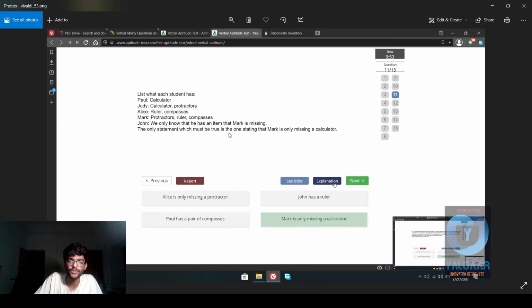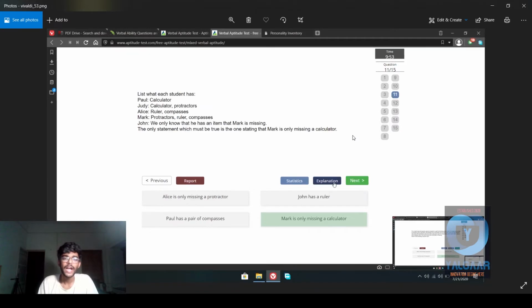The only statement which must be true is the one stating that Mark is only missing a calculator, because the others are not technically missing anything and we have not been given any more information. So Mark is only missing a calculator based on the logical assumption that John has something of Mark's. It is one item that Mark is missing, and it is with John. And the only option where somebody is missing something which has been mentioned before is Mark missing something, and here he is missing a calculator apparently. So that must be true. And that is how these questions work. You need to have logical assumptions. It's not always 100% clear, so you need to assume stuff.